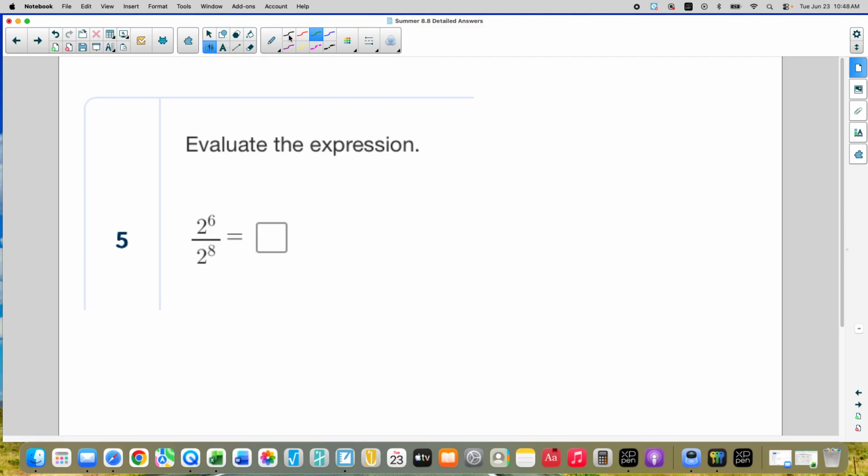Division again also. This time you have 2 to the 6th minus 8. That minus is the division part that's represented. And you get 2 to the negative 2. And that's acceptable, you can leave it. Sometimes the directions say no negative exponents. It doesn't say anything of that nature.